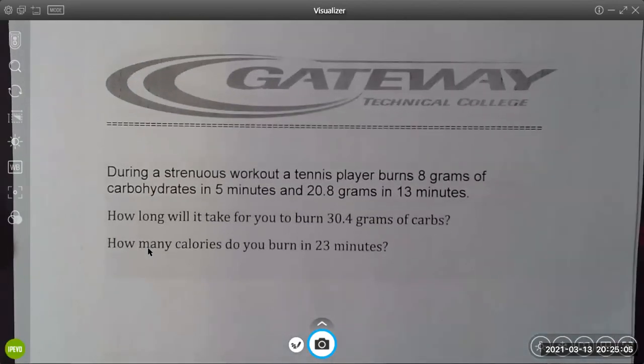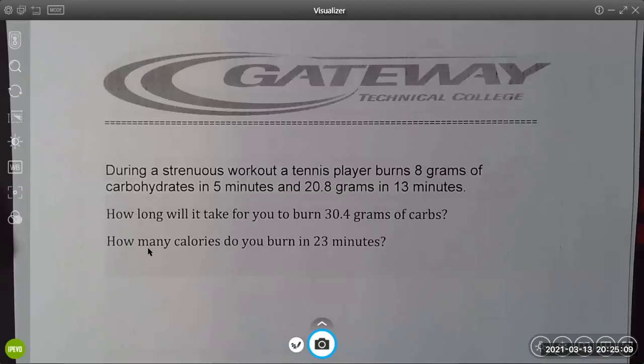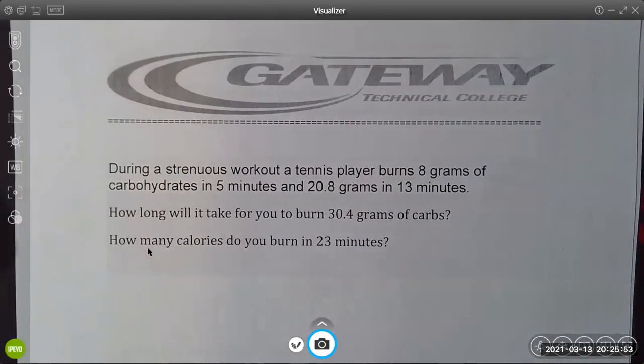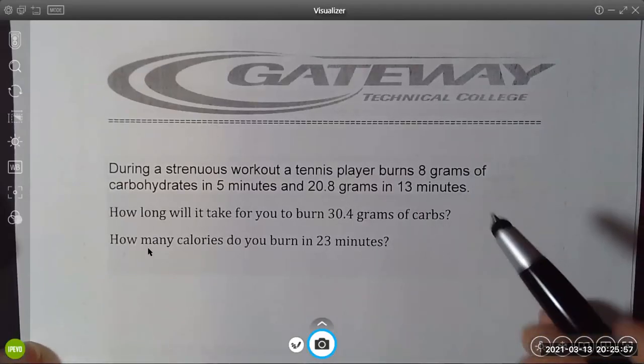Okay, now next one. During a strenuous workout, a tennis player burns 8 grams of carbohydrates in 5 minutes and 20.8 grams in 30 minutes. How long will it take for you to burn 30.4 grams of carbs? And how many calories do you burn in 23 minutes? Now, I remember when we did the lecture on this part, we set up a linear model, and then used that linear model to answer these 2 questions. Now there's a new way to answer these questions, as long as they don't ask you to create a linear model. You don't have to create a linear model to answer this kind of problem.